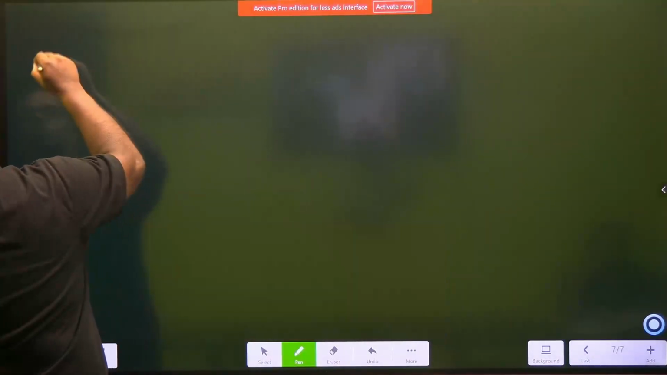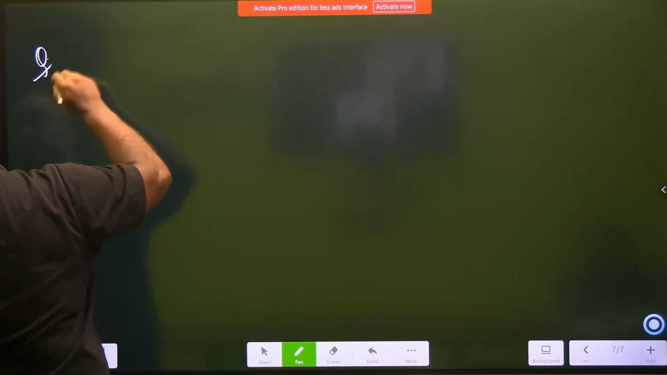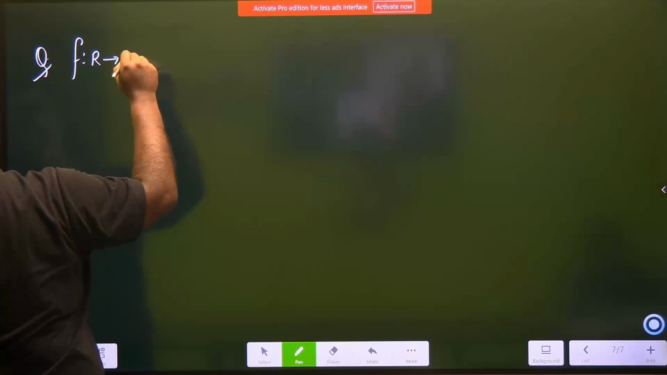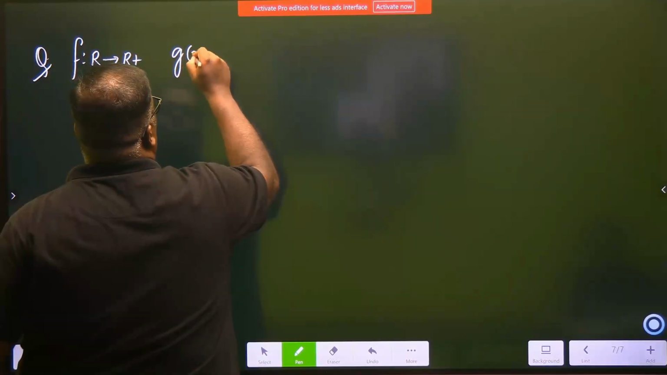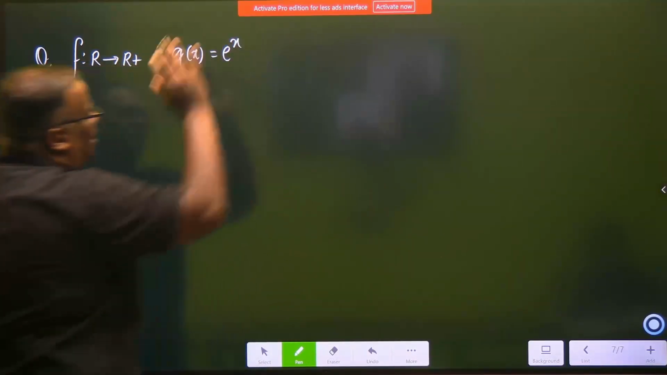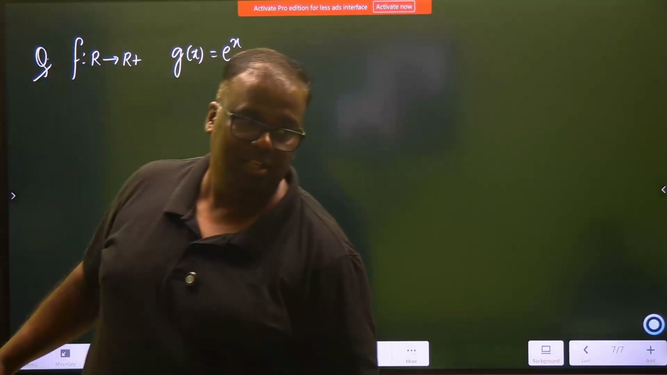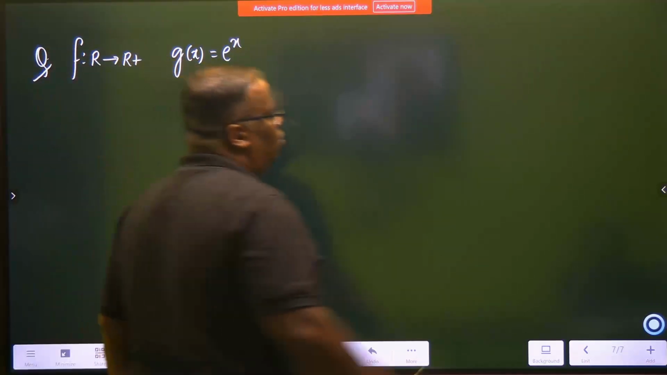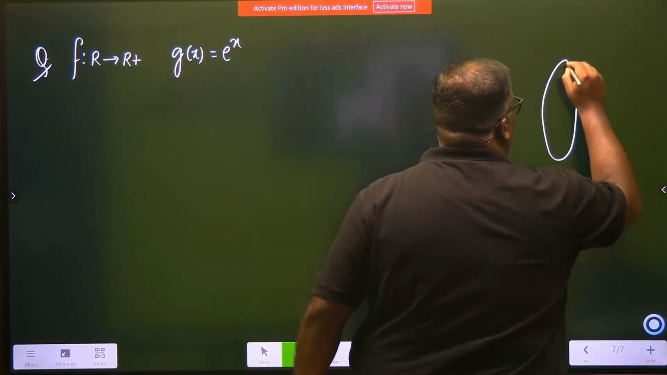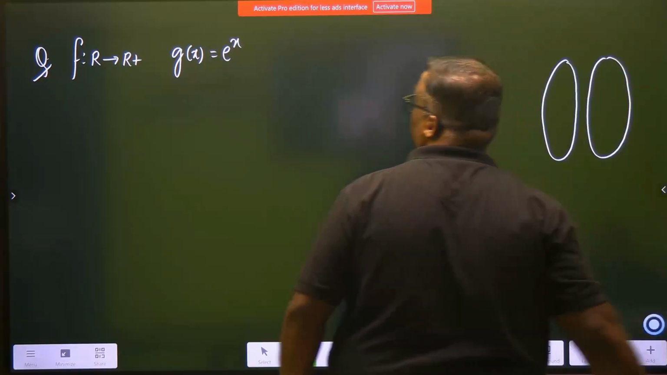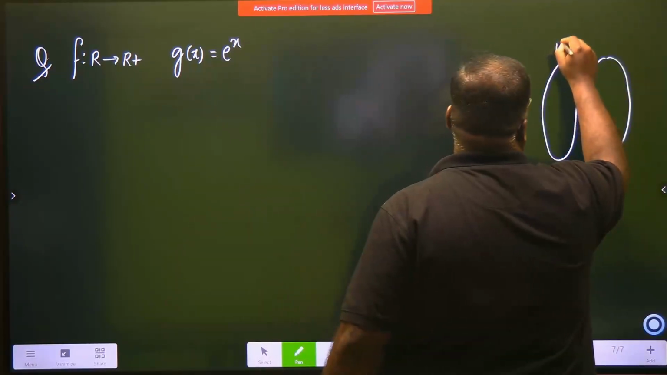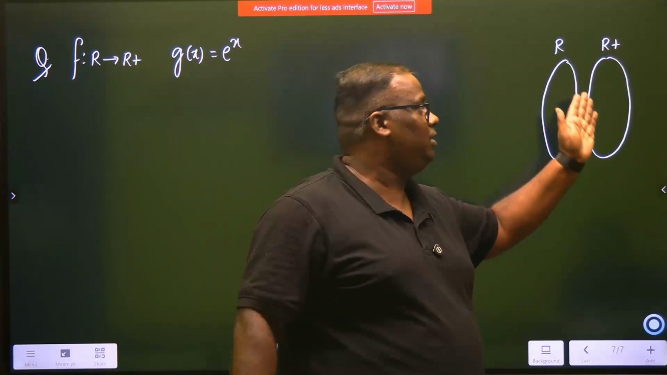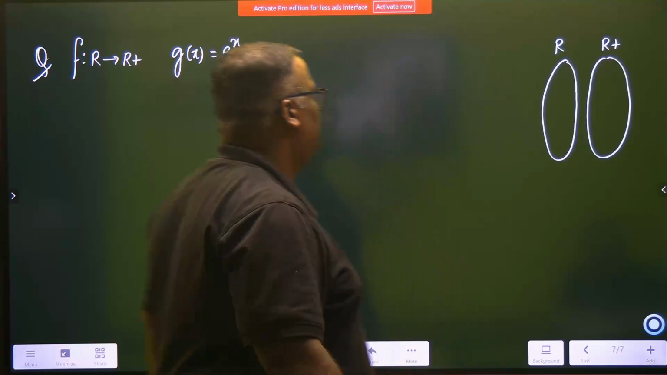Our next problem for onto or surjective: f is a function that maps from real numbers to positive real numbers, given by g of x is equal to e to the power x. Deliberately, I'm writing it like this so that you get confused. What is the map? You need not draw these eggs, I am drawing that just to make it clear. You have the real number set, and you have R plus. Real numbers means minus infinity to positive infinity. Here it is 0 to infinity. This is our mapping.